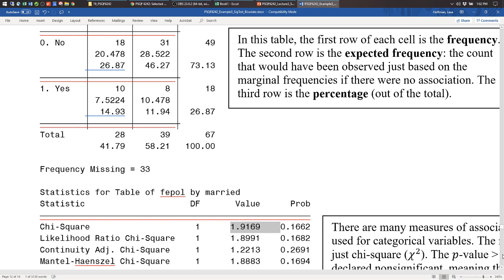So chi-square needs a new picture. Remember what chi-square looks like? Half of it. Yeah, half of it. Chi-square is only positive. So chi-square kind of looks like this.